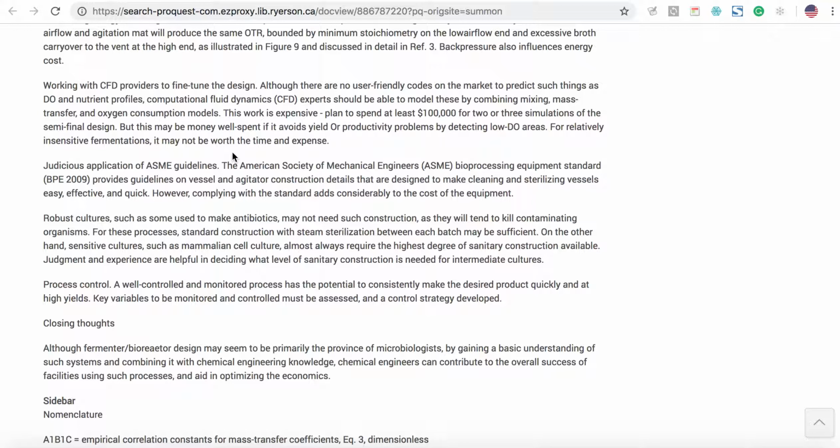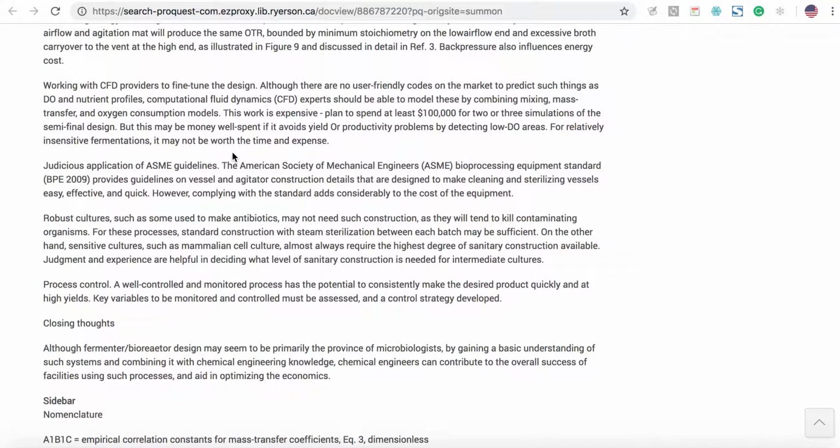Working with CFD providers to fine-tune the design: although there are no user-friendly codes on the market to predict such things as dissolved oxygen and nutrient profiles, computational fluid dynamics experts should be able to model these by combining mixing, mass transfer and oxygen consumption models.